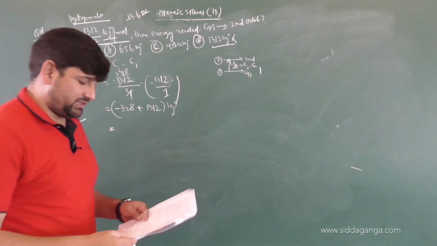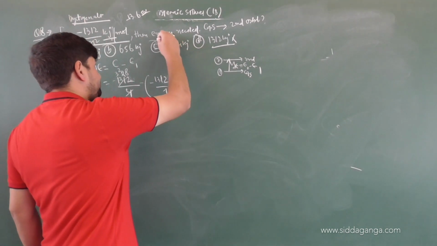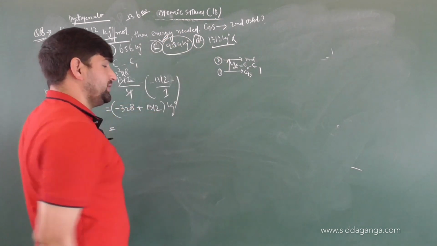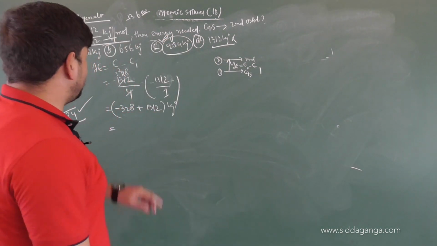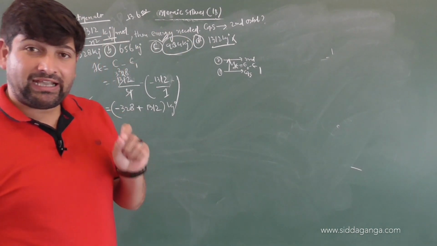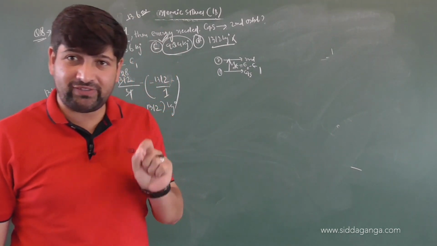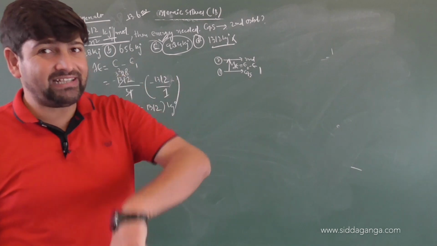It will be almost 984. So the correct option will be option C. Now if you are asked the amount, here the question asked is the amount of energy required for excitation. If you were asked the amount of energy associated with, remember, the amount of energy associated with the excited state.